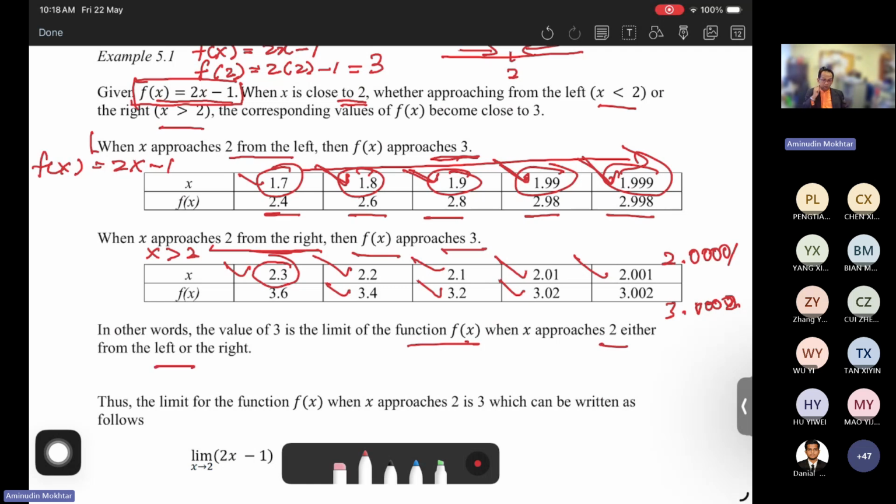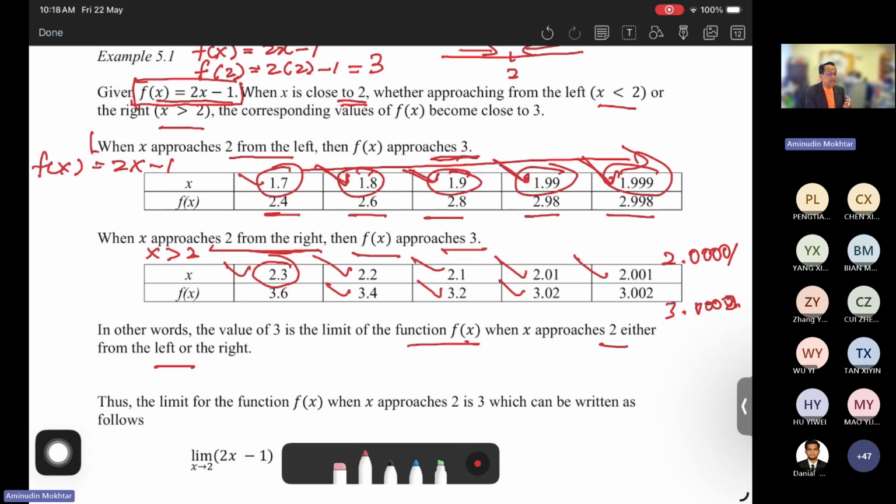The value of y. Our focus now is on y. What happens to y, or f(x), when x approaches a certain number? So based on this example, we can conclude that the value of y will approach 3.